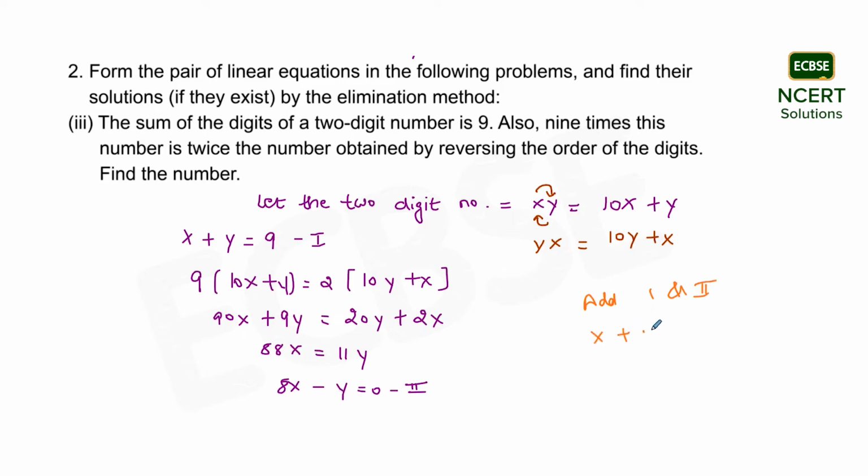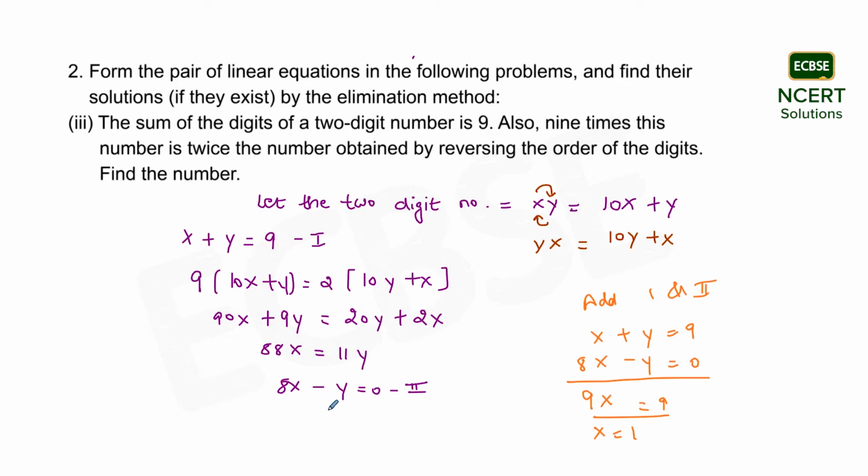Adding them, that is x plus y is equal to 9 and 8x minus y is equal to 0. What we obtain is 9x is equal to 9, or we can write it as x is equal to 1. So this is the value of the variable x, that is digit x in this case. Got it? Now substitute this value of x in either equation 1 or 2.